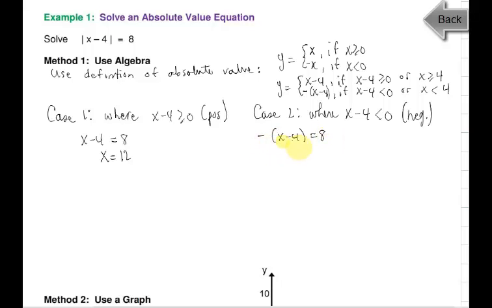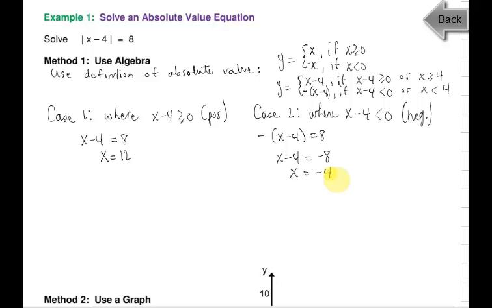We can divide both sides by negative 1, and we would get that x minus 4 is equal to negative 8. So remember, when we divide both sides by a negative number, like negative 1, then what was negative becomes positive, and what was positive becomes negative. We want to solve for x. We bring the negative 4 over, it becomes positive, and we get that negative 8 plus 4 is negative 4.